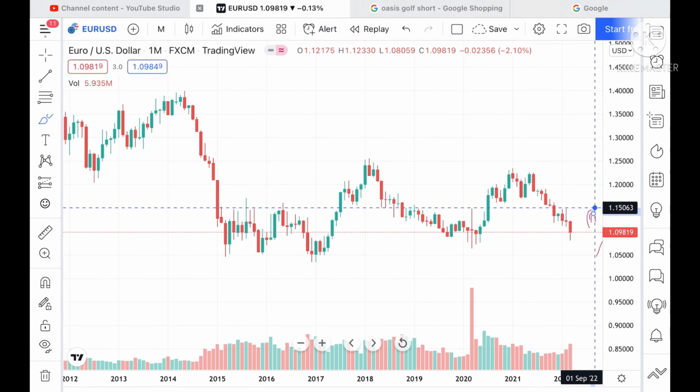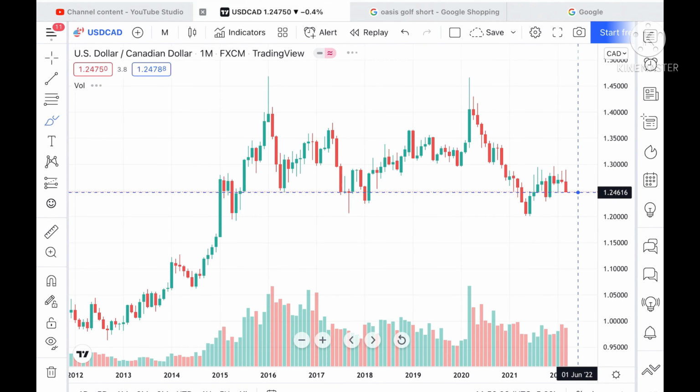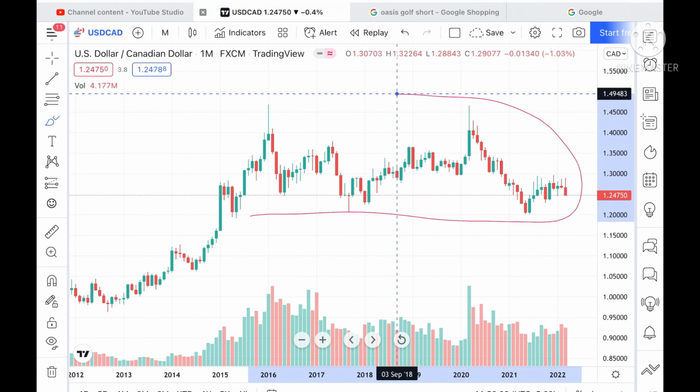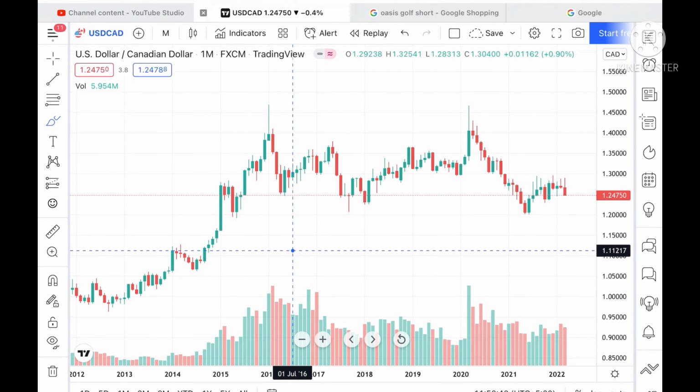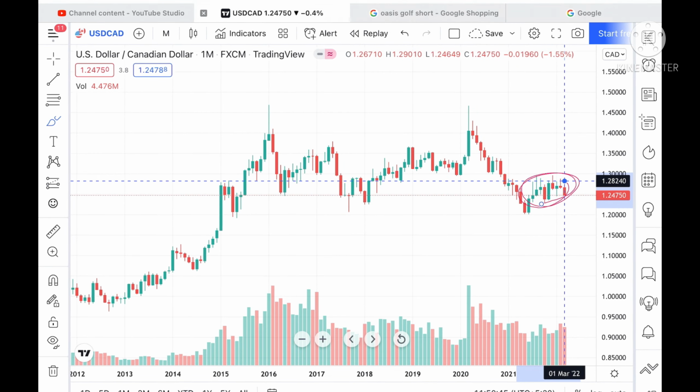If we talk about USDCAD, we can see this is the range where it has been moving for a long time, and now it is moving in this particular range.